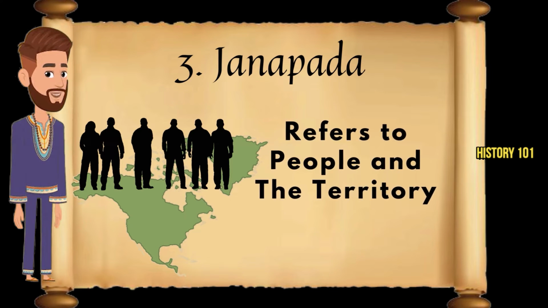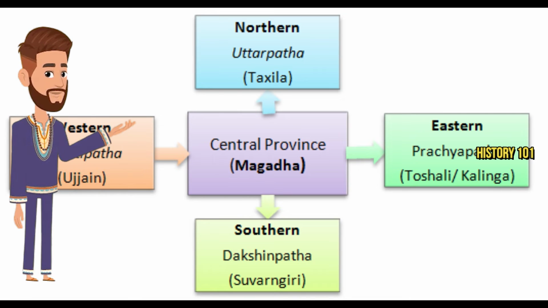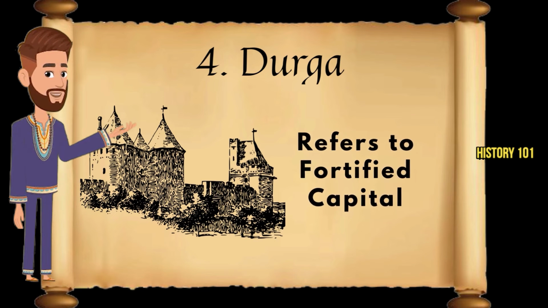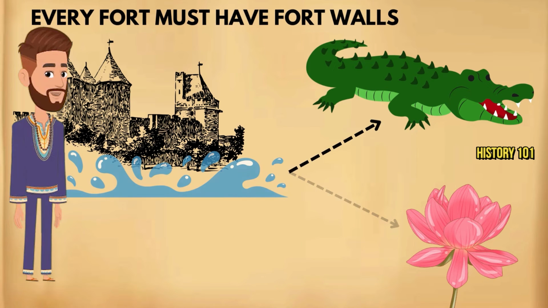The empire was divided into Magadha, Uttarapatha, Dakshinapatha, Kalinga, Avanti, and eastern India. Kalinga was added during Ashoka's reign. Durga, according to Kautilya, is a fort where troops are stationed. He further adds that every fort should be surrounded by fort walls, and it should be surrounded by 3 moats filled with crocodiles and lotuses.